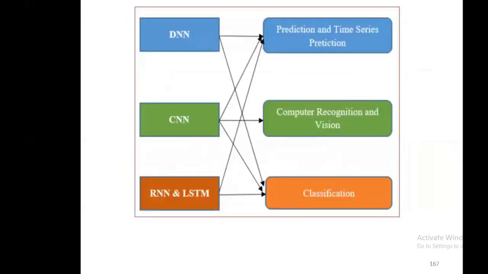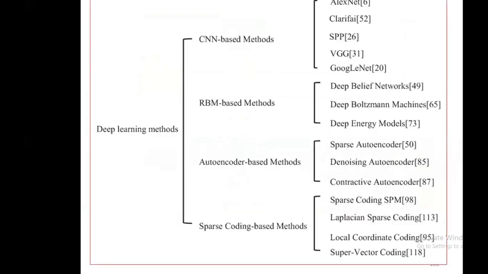So DNN, CNN, RNN can perform all these tasks like prediction, time series analytics, video analytics, audio analytics, traffic data analytics, stock market data analytics, Bombay stock market analytics, Sensex data analytics, weather forecasting data analytics, computer recognition applications, classification. We are using these three techniques. Deep learning methods are classified into 4 types.